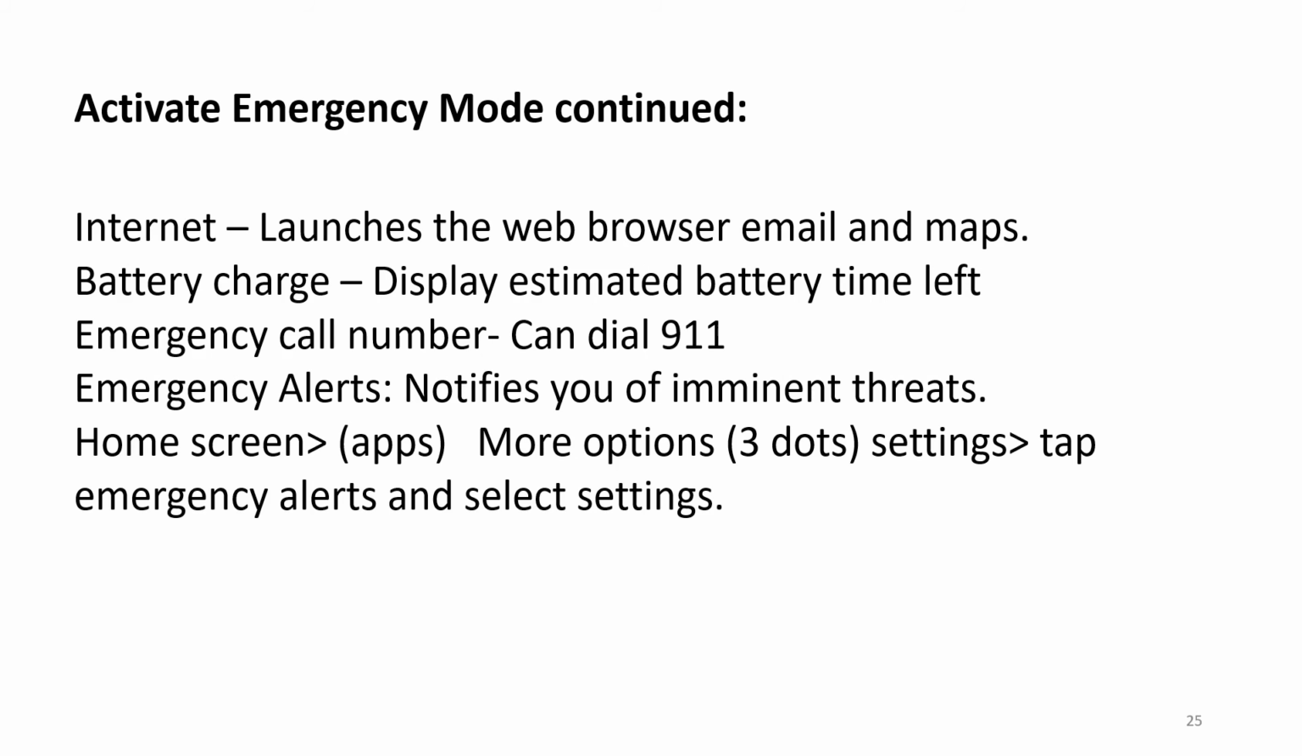Activate emergency mode continued. Internet launches the web browser, email and maps. Battery charge displays estimated battery time left. Emergency call number, can dial 911. Emergency alerts notifies you of imminent threats. Home screen, apps, more options, 3 dots, settings, tap emergency alerts and select settings.